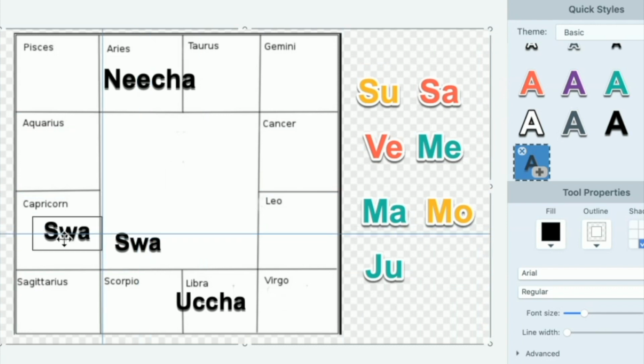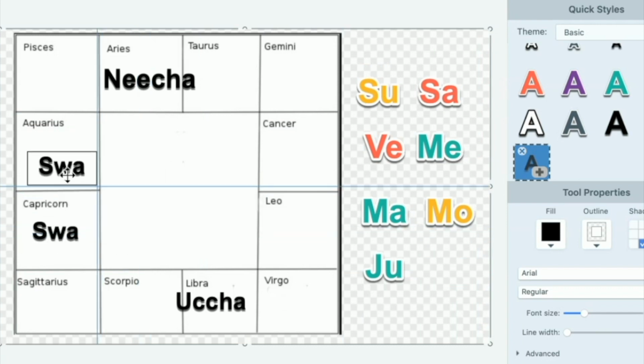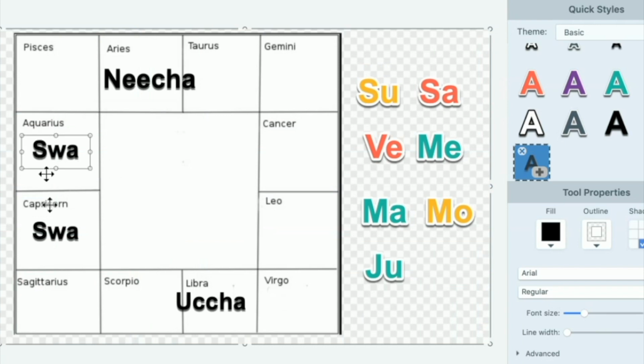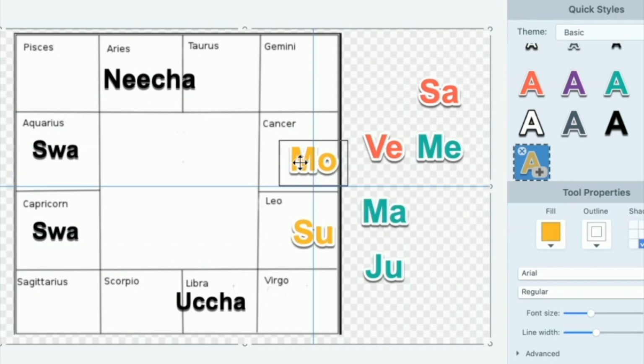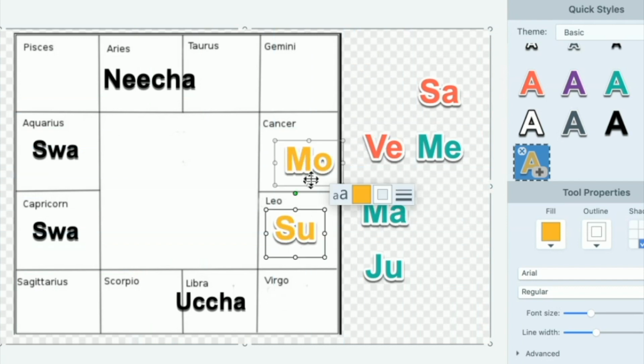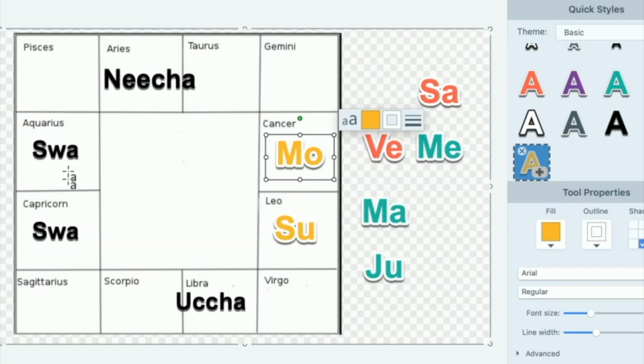Saturn rules Capricorn and Aquarius. One way to remember what Saturn rules is that it's opposite the king and the queen. So Saturn is the servant. Remember I told you, the sun and the moon are the king and queen. Saturn is Shudra, and Saturn rules servants. So Shudra is in the chart completely opposite the king and the queen. That's how you can remember what Saturn rules.